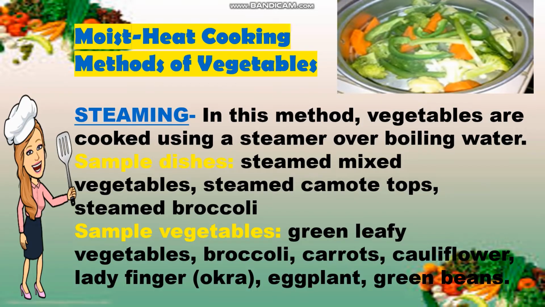Steaming. In this method, vegetables are cooked using a steamer over boiling water. And the sample dishes are steamed mixed vegetables, steamed kamote tops, steamed broccoli. And the sample vegetables are green leafy vegetables, broccoli, carrots, cauliflower, ladyfinger, eggplant, green beans.